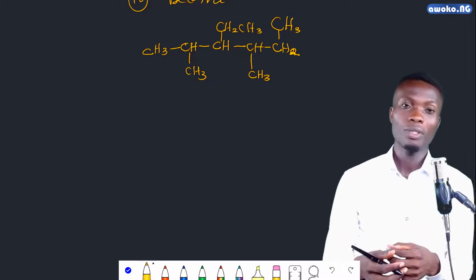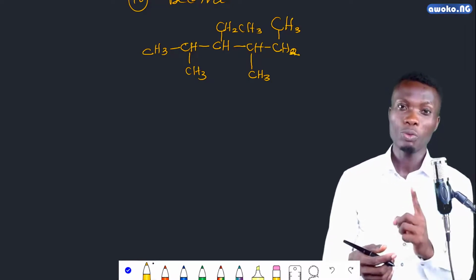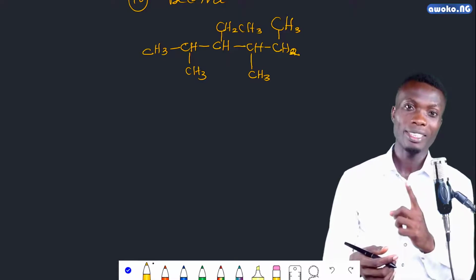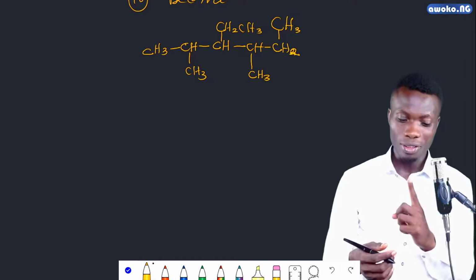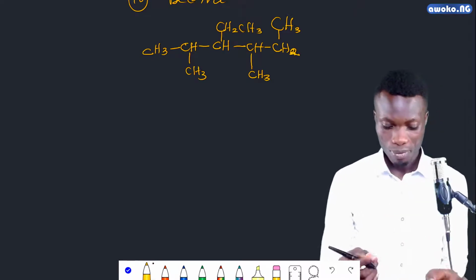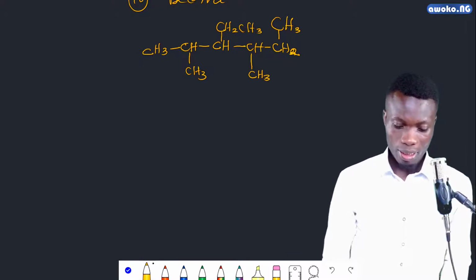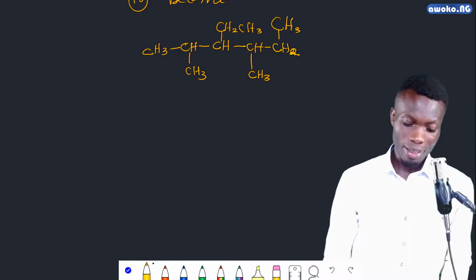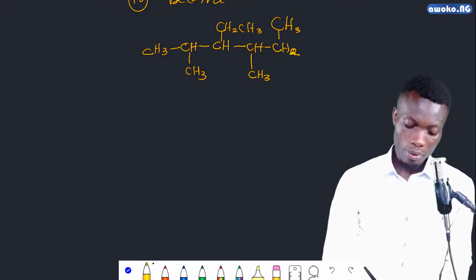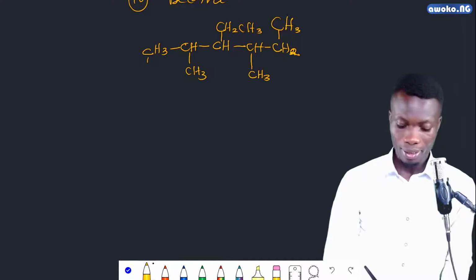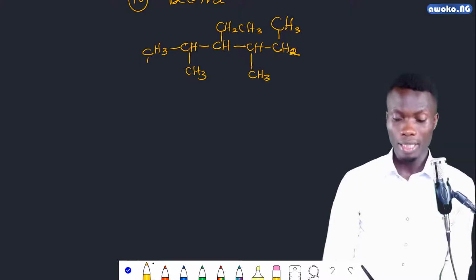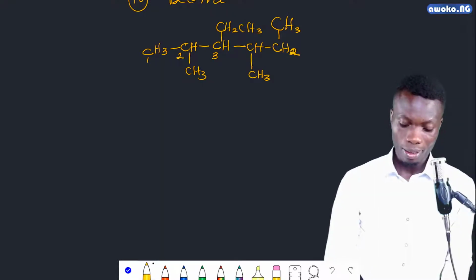So the very first rule you should memorize now is: always count the longest continuous carbon chain. Always count the longest continuous carbon chain. Now, I just told you that you can start from anywhere. And so someone in Nigeria can start counting this structure from this side and make this carbon number 1, carbon number 2, carbon number 3, carbon number 4, carbon number 5.